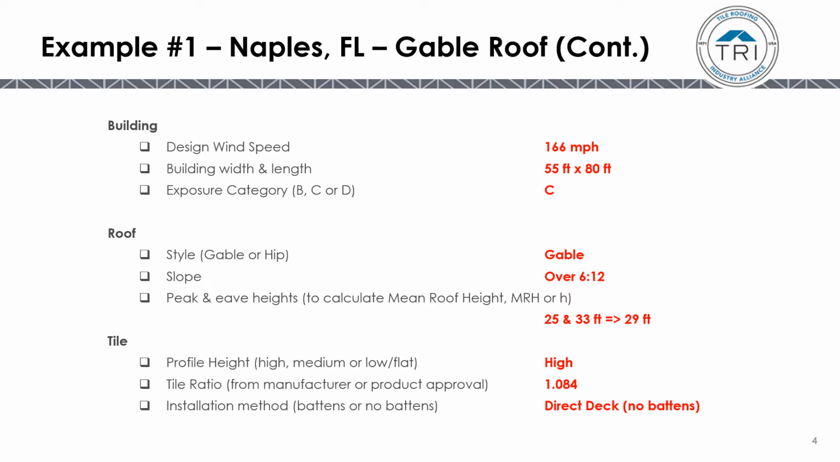And since it looks like a high profile tile, we'll use Borrell's Barcelona 900 tile, which has a tile ratio of 1.084 from its product approval. And let's assume it's installed direct deck with no battens.